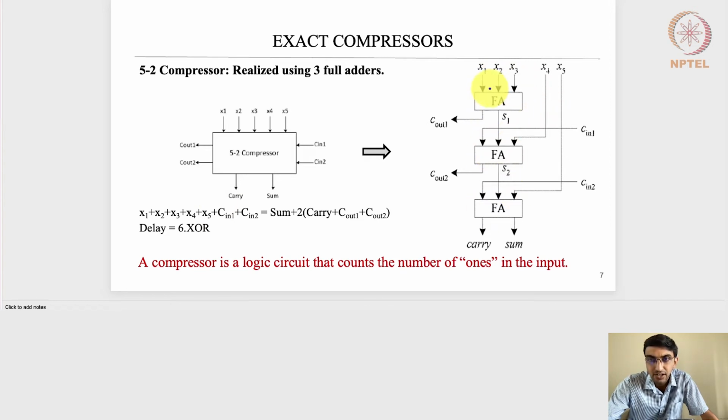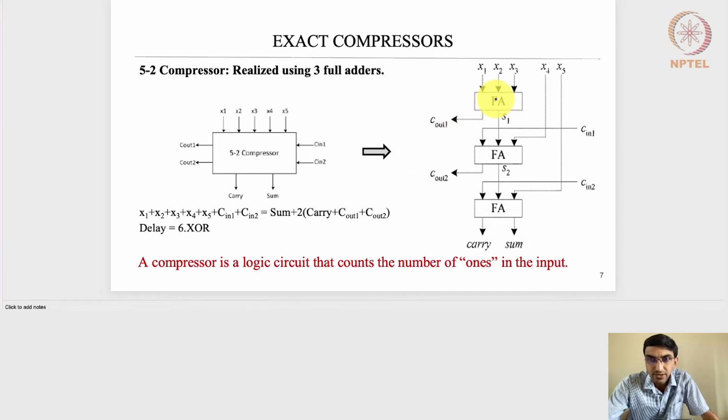So the first full adder will have 3 inputs, the second full adder will have 3 inputs, the third full adder will have 3 inputs. The only thing here is the inputs are nothing but the first carry input, and then the third full adder will have the second carry input, and it will generate the sum, carry, C out and C out 1.